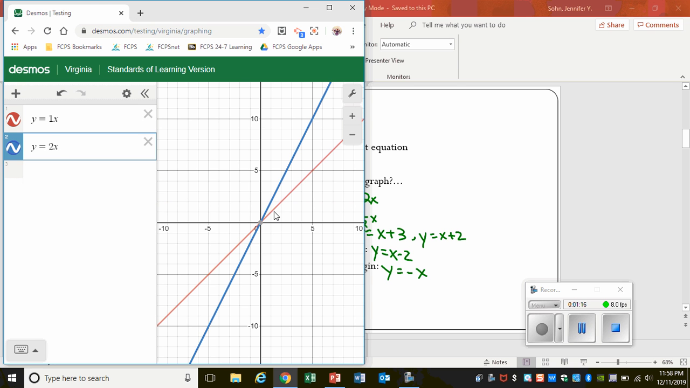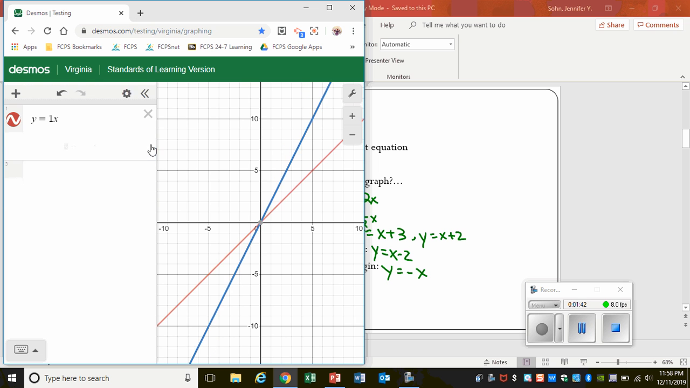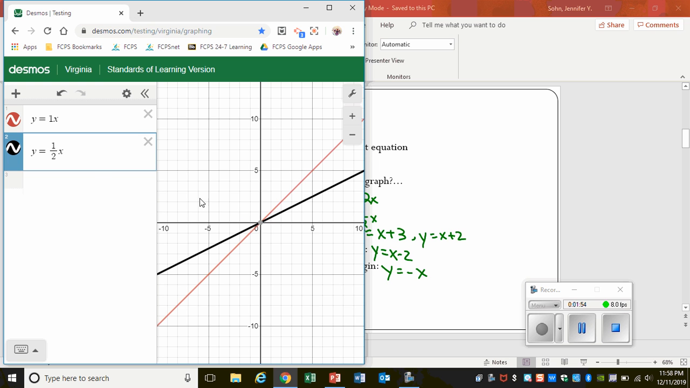So now as you can see from the original line, it became twice as steep, became steeper. Now if we do 3 times, 1 times 3, it gets steeper. And if I do 5 times, it gets even steeper. As you can see from here, it's getting steeper and steeper because I'm multiplying the slope. I'm changing the slope. Now, if I do 1 divided by 2, or half of x, my slope is half, then from here it gets flatter, less steep, right?